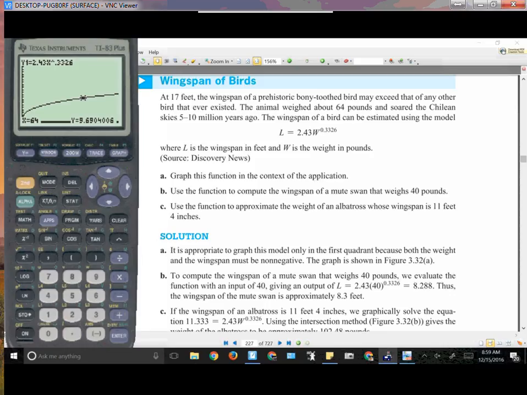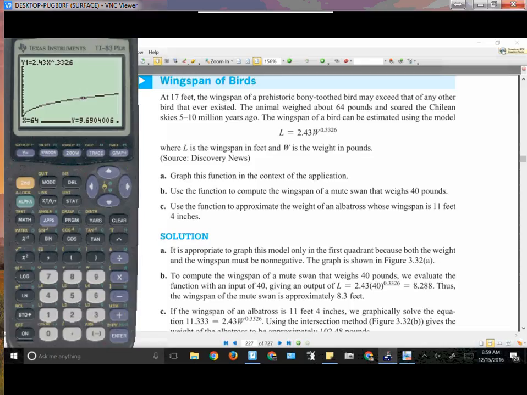So, did it actually work? Well, it didn't. At 64 pounds, he should have had only about a 10-foot wingspan. That thing was 17 feet. No wonder why it died out. It didn't fit the model, did it?